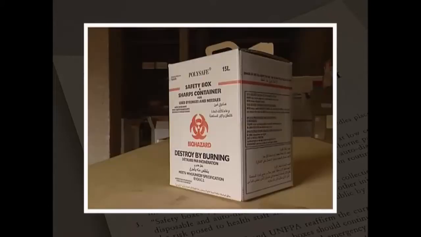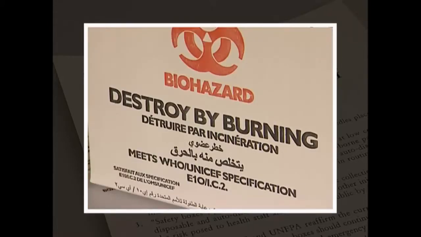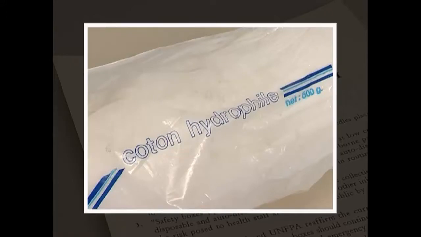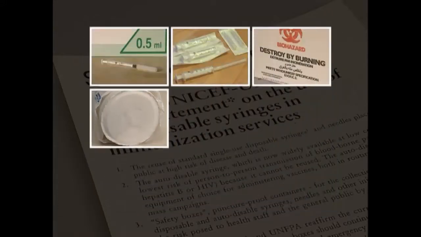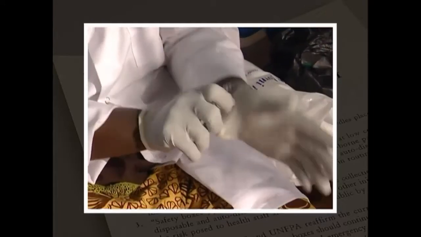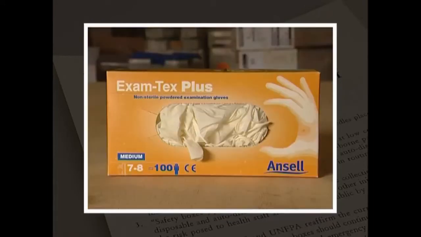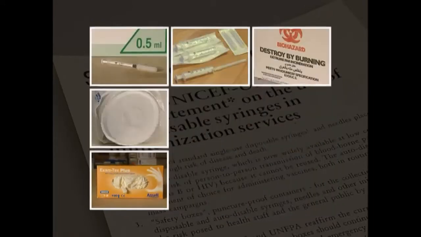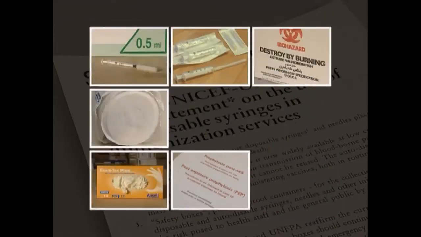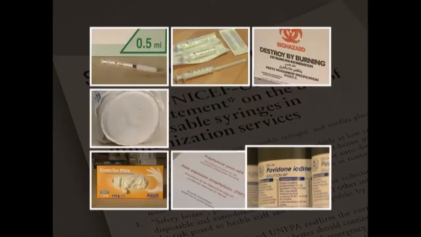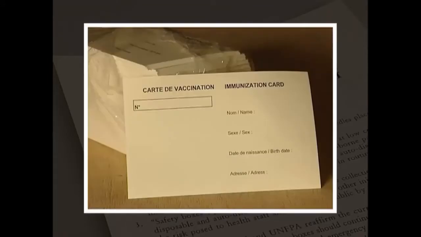Also needed are 15-litre sharps boxes that hold approximately 400 auto-disable syringes, or else 5-litre ones that can hold approximately 100 syringes. One 500-gram roll of cotton wool per 500 injections. Other items required for staff protection are non-sterile gloves, roughly 1 pair for 100 vaccinations, 1 PEP post-exposure prophylaxis kit, and povidone iodine. Vaccination cards must also be ordered with a buffer stock.